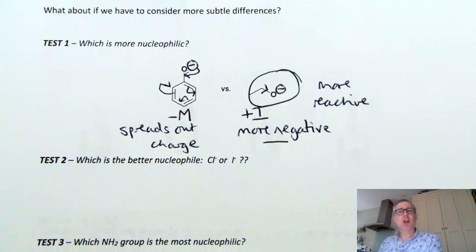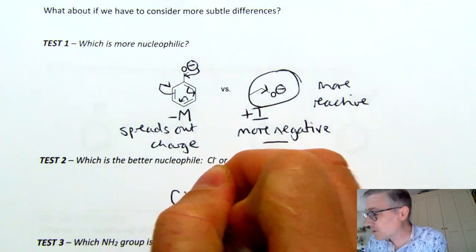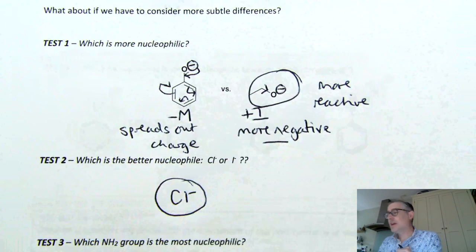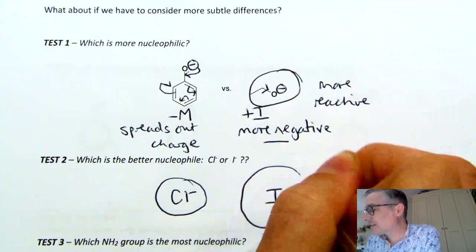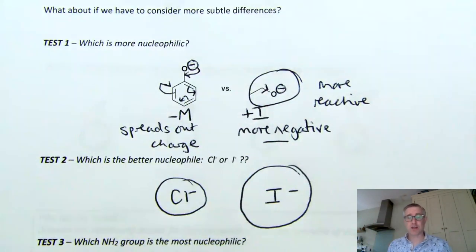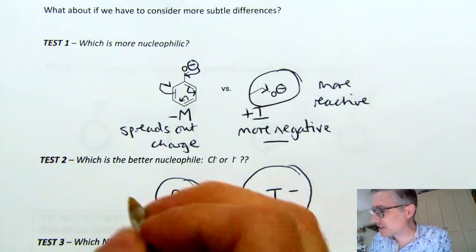Now let's think about chloride or iodide. Which of those do you think is the better nucleophile? I bet a lot of you said chloride and got the answer wrong. It's slightly counterintuitive and we have to understand why. Chloride is quite a small anion. Iodide is a much larger anion. But they have very different electronegativities.